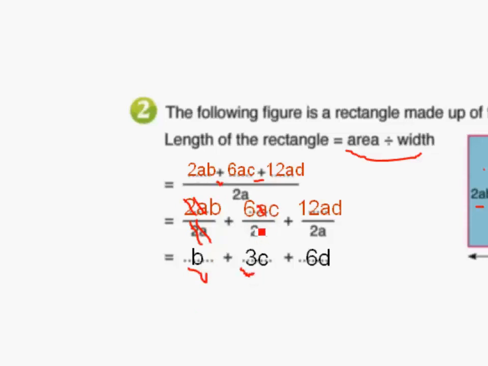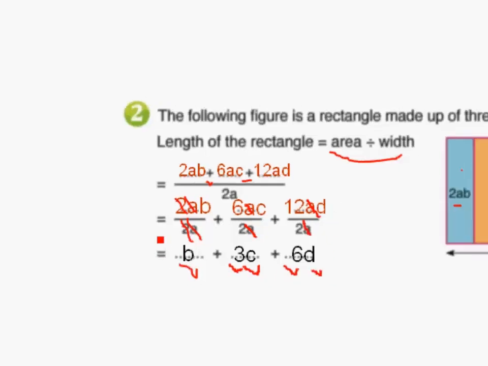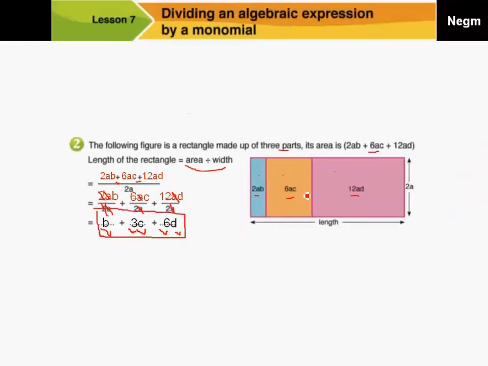Eliminate a with a, so we have c, plus 12 divided by 2 is 6, and eliminate a with a to give g. This is the length of the rectangle. Divide each of the following. We have a and b.